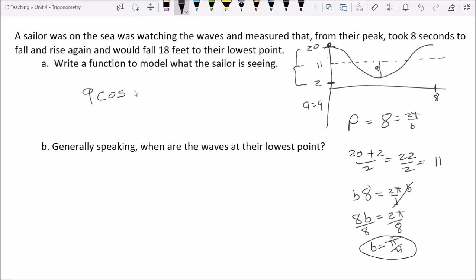So then in here, I get pi over 4. And I'm going to use theta on this one. Oh, actually, I'll use t. It says 8 seconds. I'll use t. So you can use x or theta. I'm going to use t because that matches the question best, and then t would be measured in seconds.